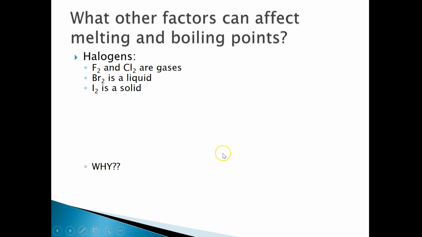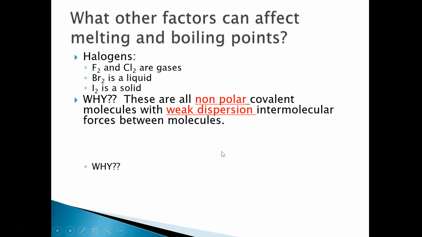All right, now there's some other factors that can affect melting and boiling point. A great example of that is the halogens. Right? So if you look at the halogens, fluorine and chlorine are gases, bromine is a liquid, and iodine is a solid. Now these are all nonpolar covalent molecules, so they all have weak dispersion forces between them. Right?